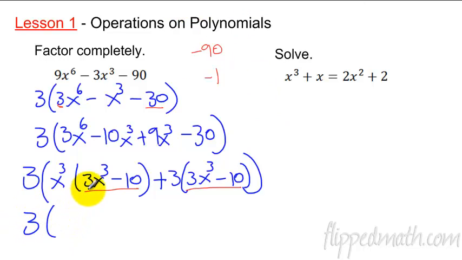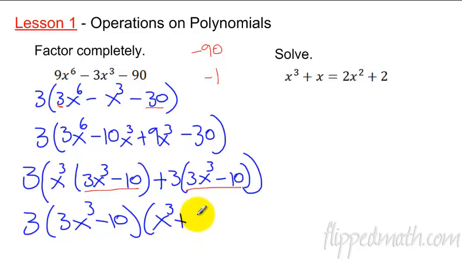So we've got 3, and then let's take out this 3x cubed minus 10. And then what are we left with? The x cubed plus 3. And there's our factors. Next up, we're going to solve an equation.